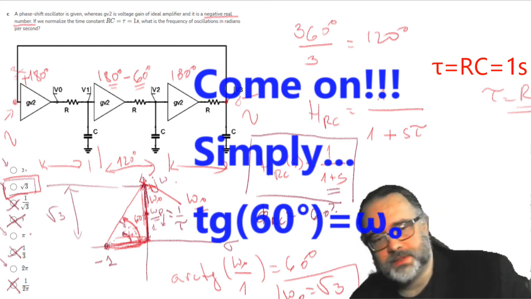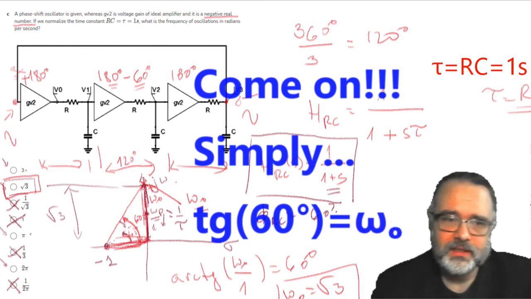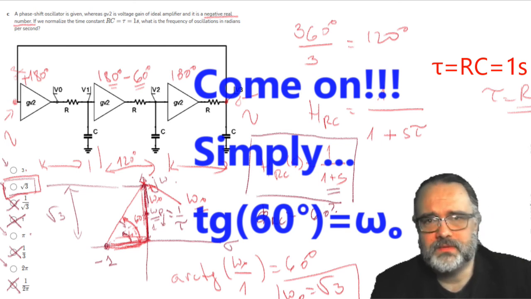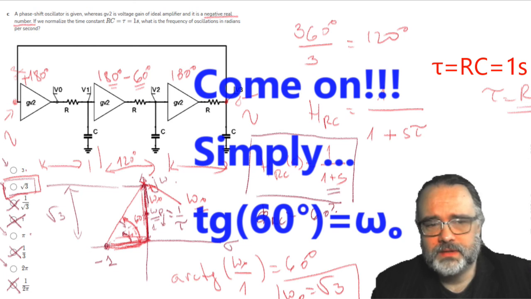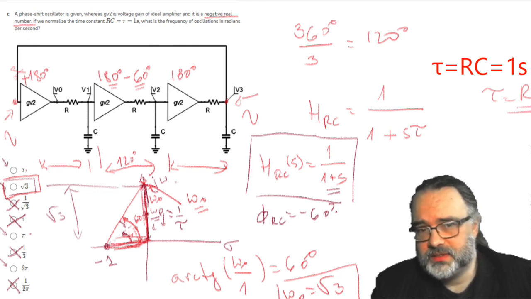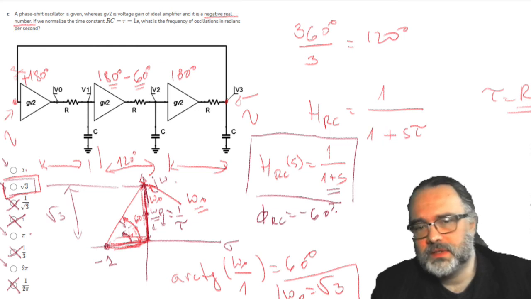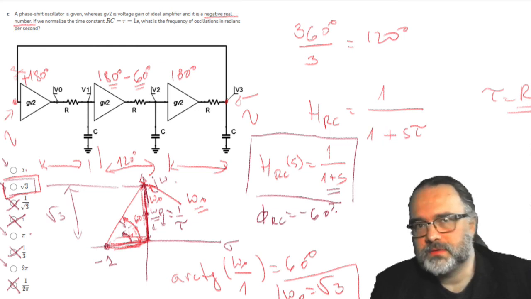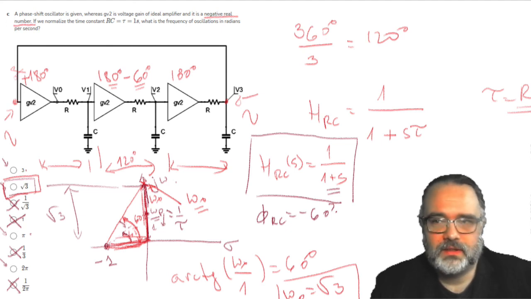For a frequency of square root of 3 radians per second, an RC stage will give a phase rotation of minus 60 degrees, which will be enough for this phase shift oscillator to complete a total phase shift of 3 times 120 degrees per stage. This is 360 degrees, and the Barkhausen criteria for oscillation will be satisfied and the circuit will oscillate.